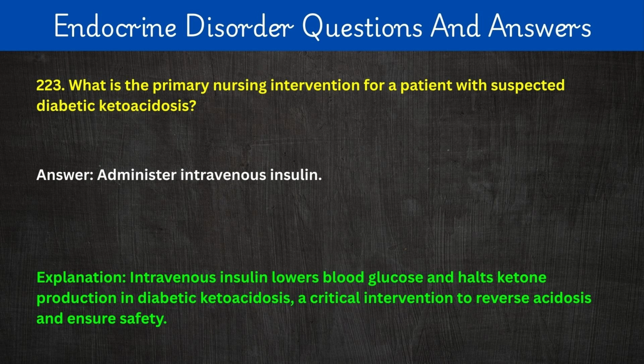223. What is the primary nursing intervention for a patient with suspected diabetic ketoacidosis? Answer: administer intravenous insulin. Explanation: intravenous insulin lowers blood glucose and halts ketone production in diabetic ketoacidosis, a critical intervention to reverse acidosis and ensure safety.